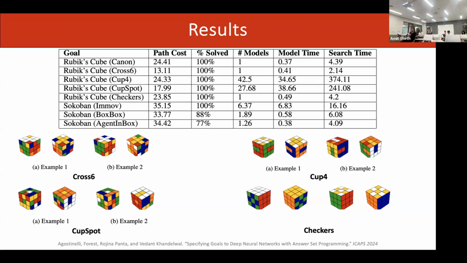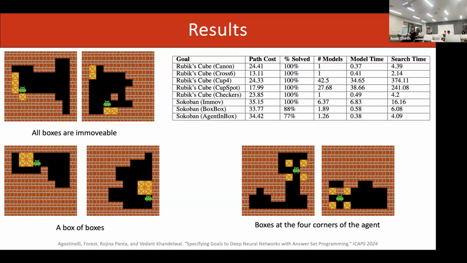And then I can find paths to these different patterns, and I can specify them using just a few lines of code in logic programming, and I don't have to retrain my deep neural network at all. So that's really the take-home message. You can essentially get to any possible state in the Rubik's Cube state space from any other possible state without having to retrain your deep neural network. And similarly for Sokoban, I can specify things like make a box of boxes, or push all the boxes into a corner, without having to retrain my network.